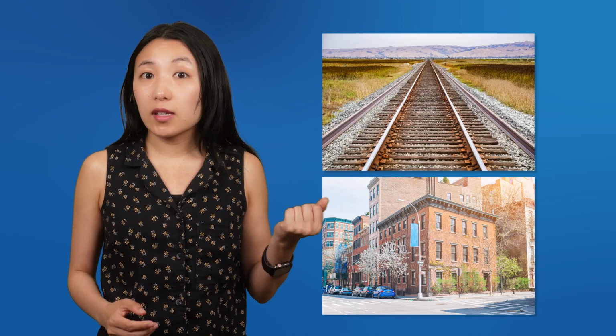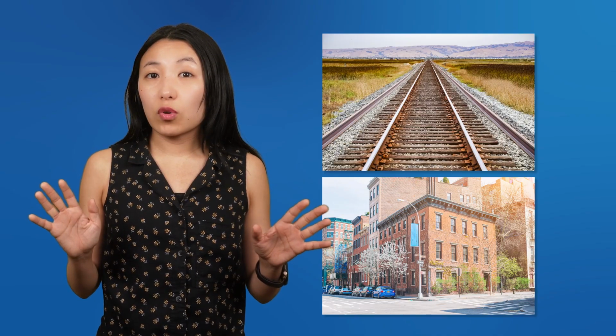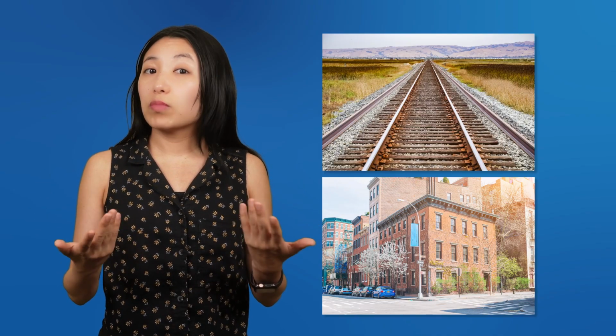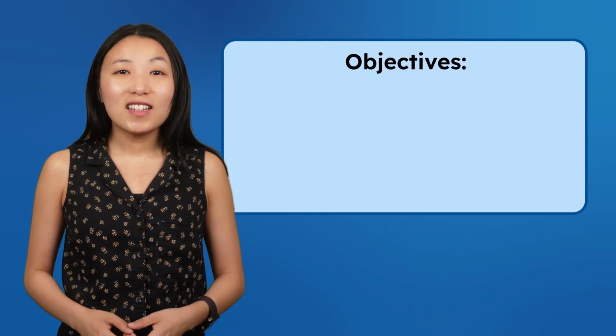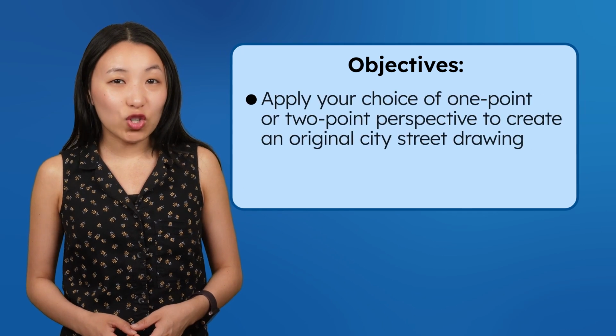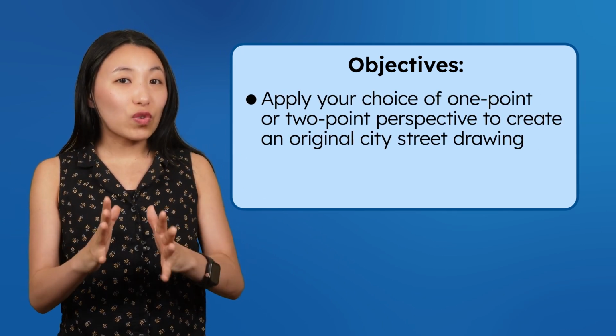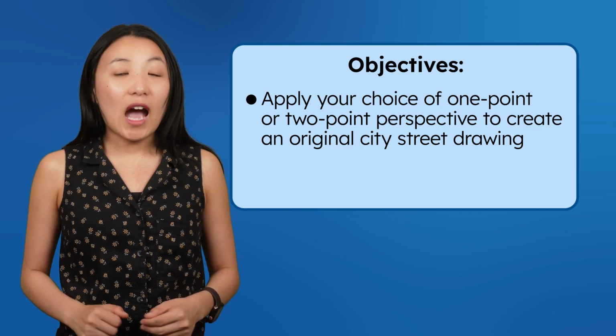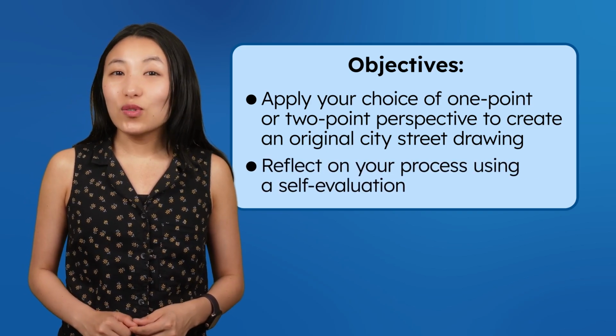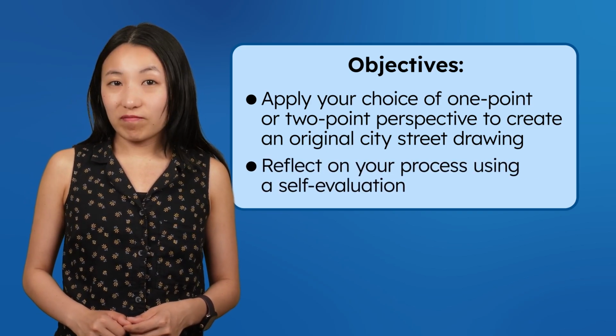You actually already have everything you need for this project. You know how one point perspective uses a single vanishing point to create depth, like these train tracks? And you know how two-point perspective uses two vanishing points to show a corner view, like this building. By the end of this project lesson, you'll apply your choice of one-point or two-point perspective to create an original city street drawing and reflect on your process using a self-evaluation rubric.